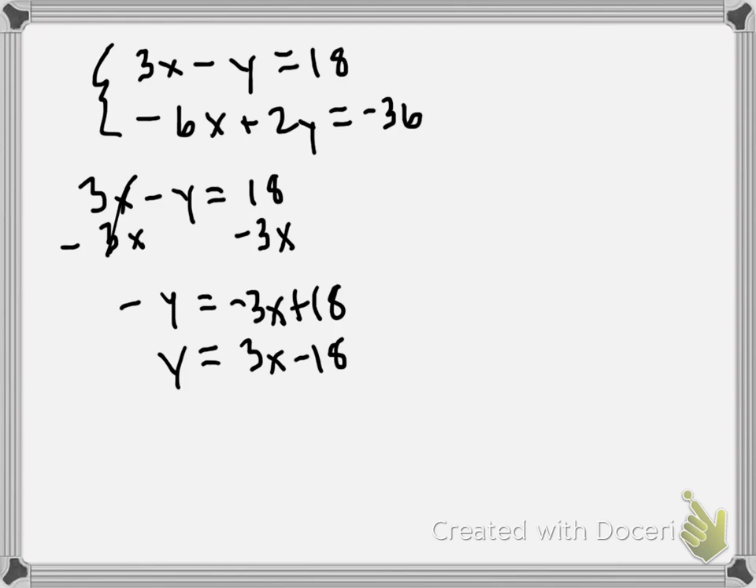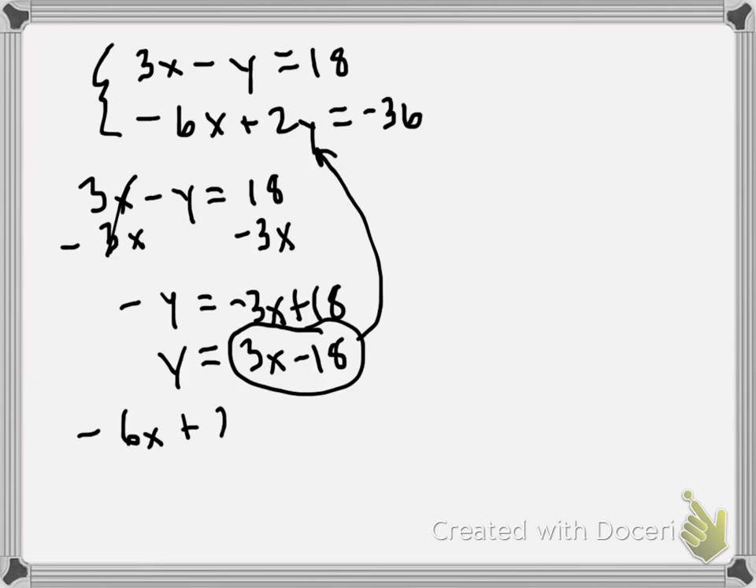Okay, so now what I'm going to do next is take this expression, since it's equal to y, and substitute it in for y in my second equation. I'll have 2 times 3x minus 18, plugging that in there. And again, once I've made my substitution, what I should have is a new equation that just has one variable in it. We can solve that. So that's going to be our next step here. We'll distribute that 2.